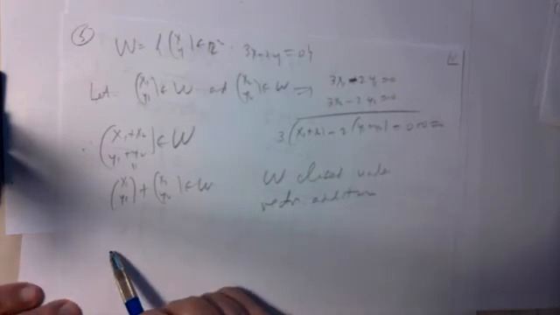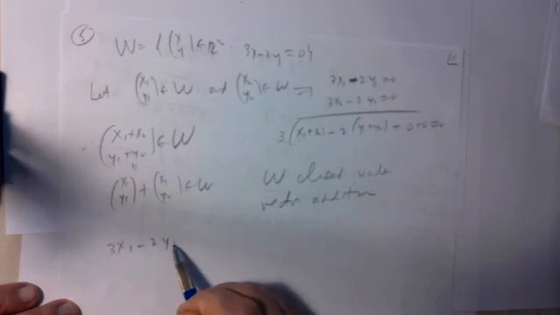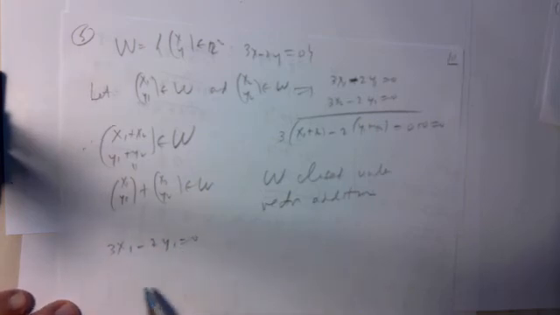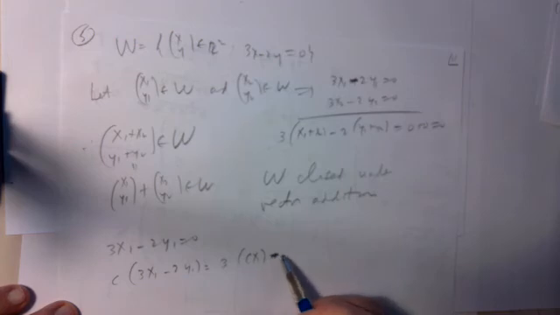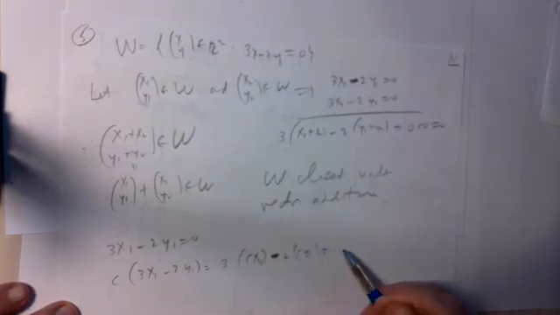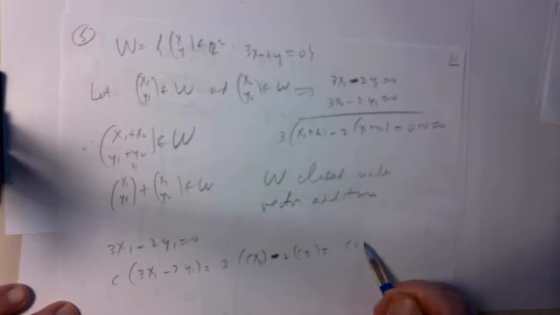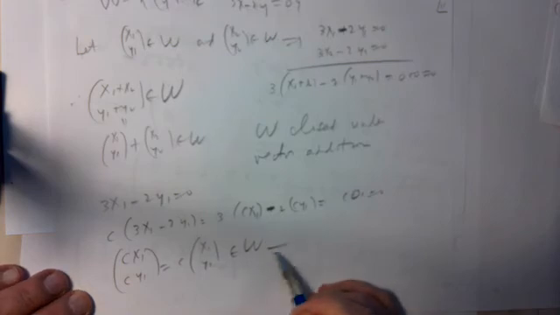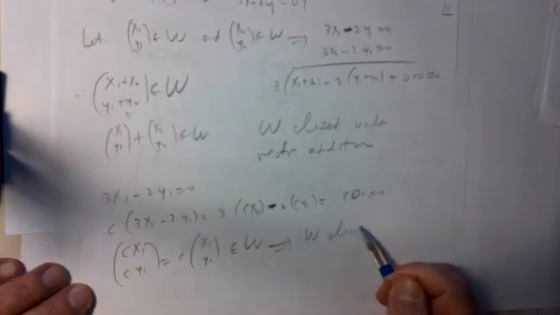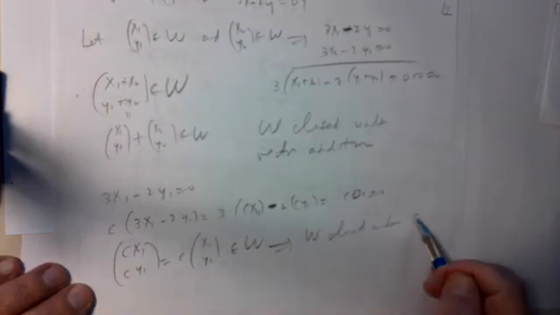And if you take 3x1 minus 2y1 equals 0, and you multiply it by c, c times 3x1 minus 2y1, which is 3 times cx1 minus 2 times cy1, that's just still c times 0, which is 0. So cx1, cy1, which is c times the vector x1, y1, is in W. So W is closed under scalar multiplication.